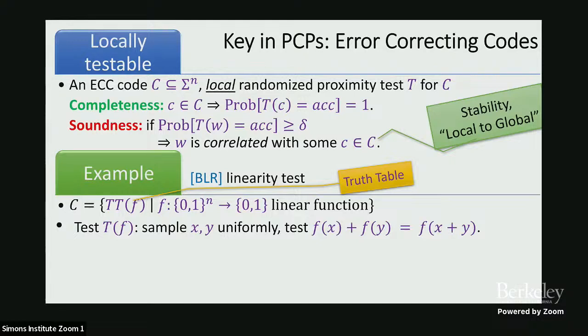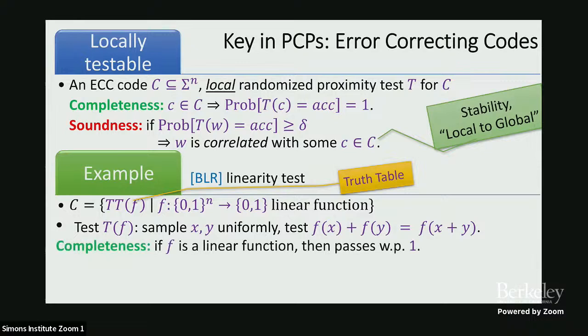The most natural test, and this is the tester that they proposed, is as follows. Pick two inputs, x and y, uniformly at random, and query the function at three locations: x, y, and x plus y. Then just check that these values add up, that f(x+y) is equal to f(x) plus f(y), and if so, accept. It's trivial to see that if f is linear, then the test passes with probability 1.